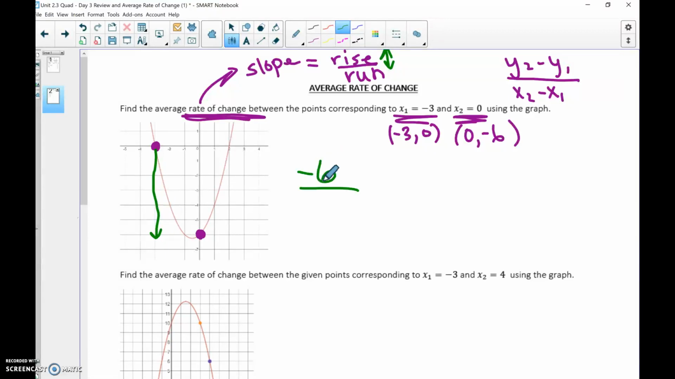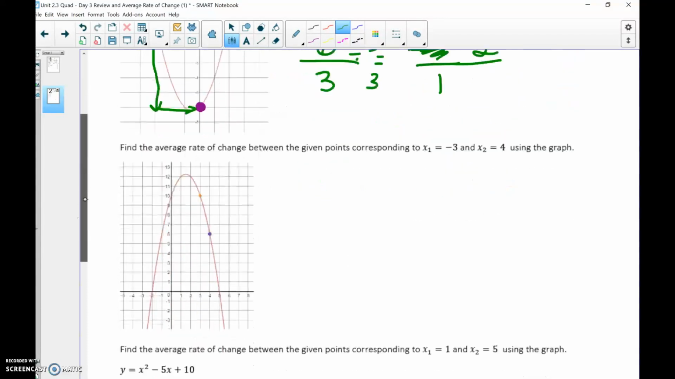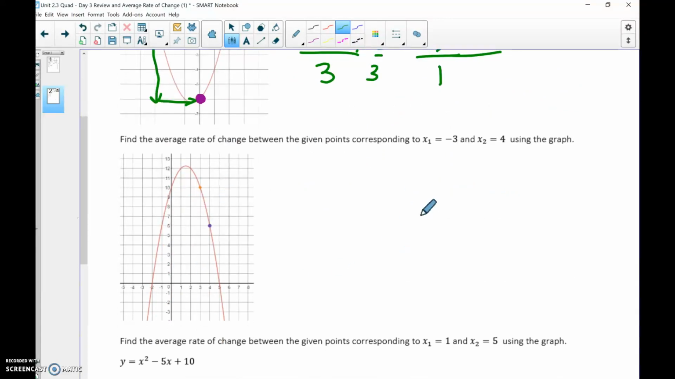So down is negative. And then run means I always go to the right, because I always read it left to right. And so I go right, 1, 2, 3. And then don't forget to simplify that. So that's really -3 over 1. And I did that by dividing by 3 in the top and bottom, just so you know. Oops. Apparently, Mrs. Crawford can't do math in her head because it should be -2. Alright. You need to try this one next.